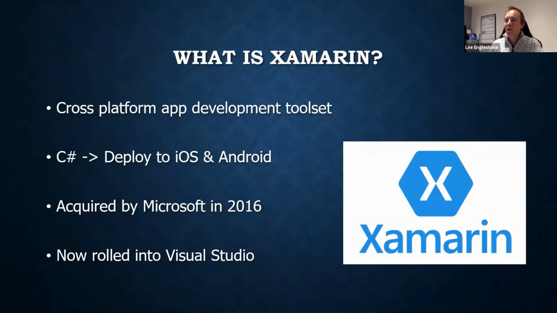So then what is Xamarin? Because not everyone might know what Xamarin is. It was originally a separate cross-platform app development toolset, existing as its own entity, where they developed a very clever thing where you could write C# and deploy to iOS and Android. It was so clever, in fact, Microsoft came around and acquired them in 2016. Since then, Xamarin has been rolled into Visual Studio, so you can just open up Visual Studio and create a Xamarin application and deploy to iOS or Android devices.